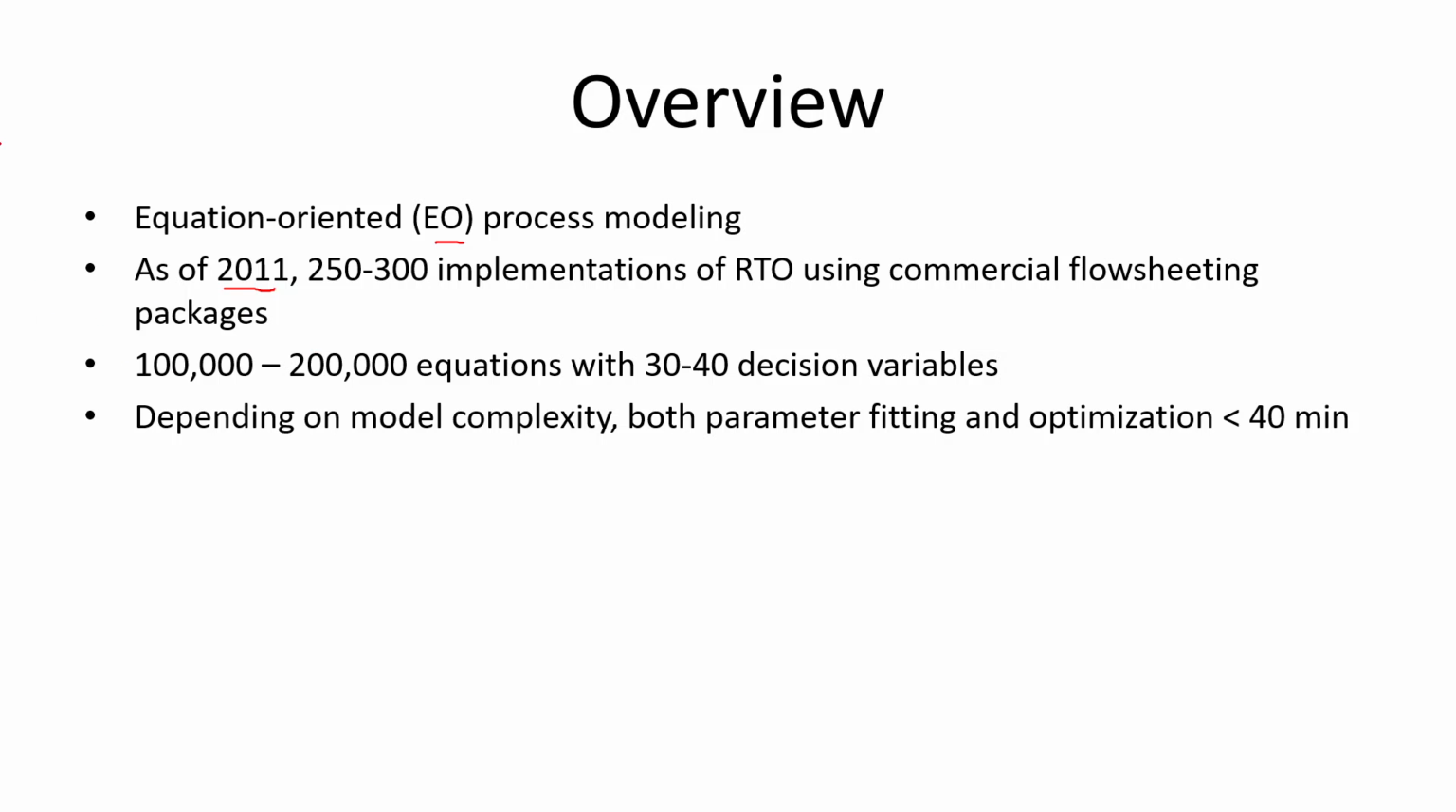In real life they are much more complex, with hundreds of thousands of equations and 40 decision variables. These numbers are coming from that article. Depending on the model complexity, because as you saw, I have this purge, and I have the separation performance and the conversion as my decision variables, right? But in real life, we don't know the conversion, and we don't know the separation factor. So these numbers that I put in the Excel are part of the parameter fitting.